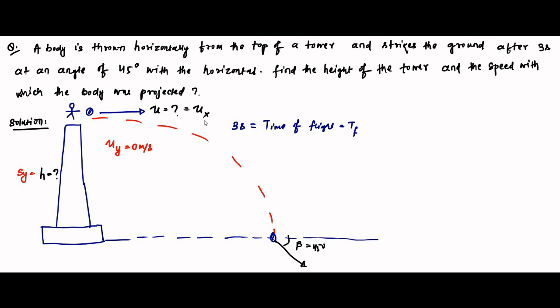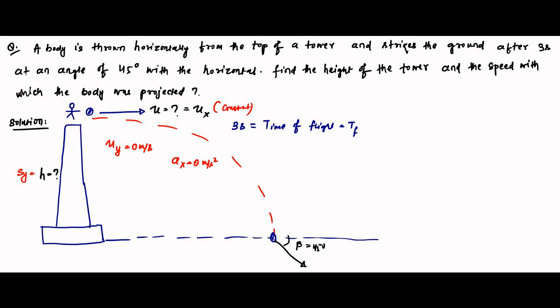This will remain constant throughout the motion. Why? Because there is no accelerating or decelerating force in the horizontal direction. That is, Ax is equal to 0 meter per second square.